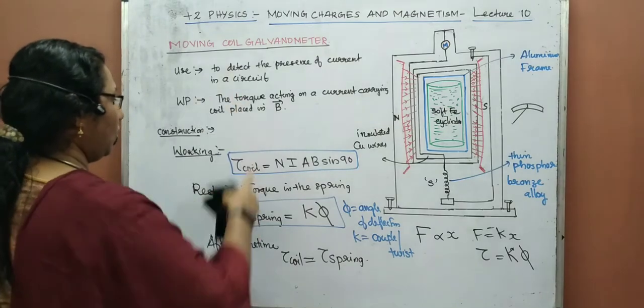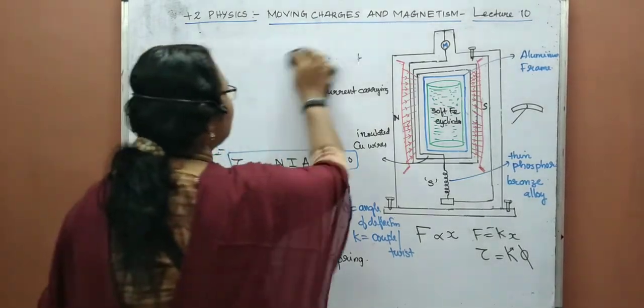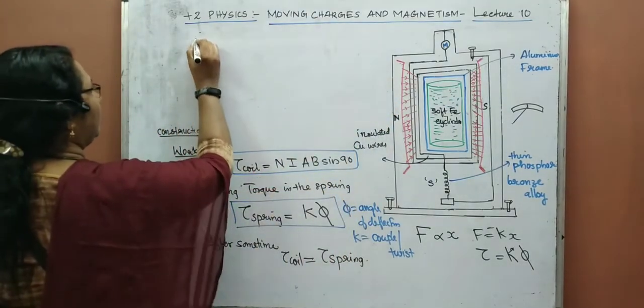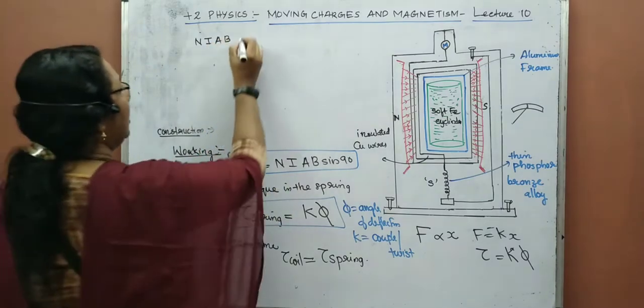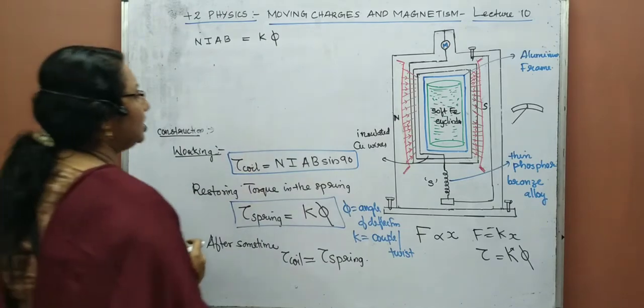Okay. Hoping all of you have written that. So now we can see the torque in the coil. What is the equation for the torque in the coil? NIAB sin 90, which is 1, is equal to the restoring torque of the spring.